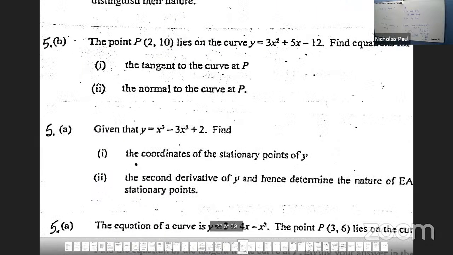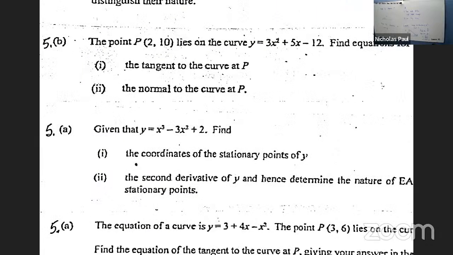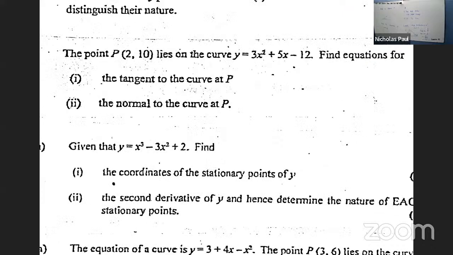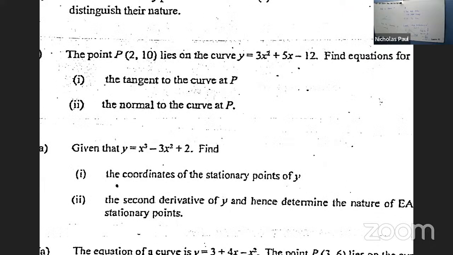2012, number 5. We try to get the equation of a line, like I showed you before, right? You'll see that? I try to focus on that one there, right? The point (2, 10) lies on the curve. Okay? This one here.